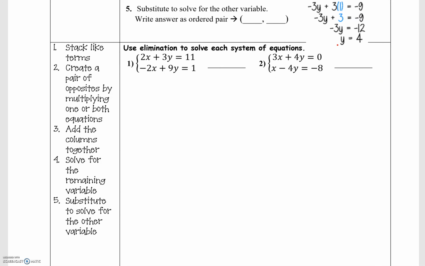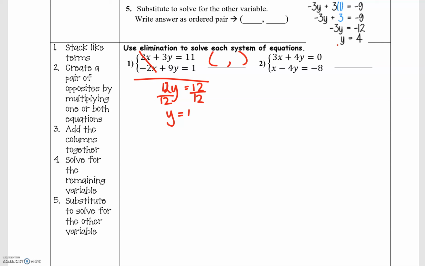So let's take a look here. Well, this one's already actually set up to cancel, 2x and negative 2x. That's going to cancel. So now we're going to add our y's. 3 and 9, that's going to make 11y. Nope, that's not going to make 11y. I can add 12y. There we go. And then 11 and 1, there's a 12 there. So now we're going to divide by 12, and y is equal to 1.